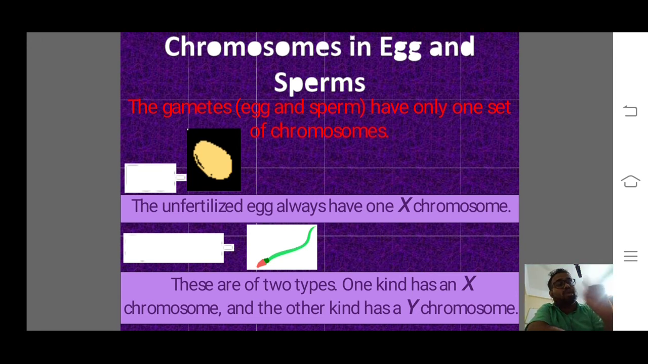The unfertilized egg has only one X chromosome. Understood? The unfertilized egg has only X. But the sperm in the male has two types, one with an X chromosome and one with a Y chromosome, just as I told you. So females have only X chromosomes in their unfertilized egg. Understand properly. But in the male sperms, they have two types, one X and one Y.